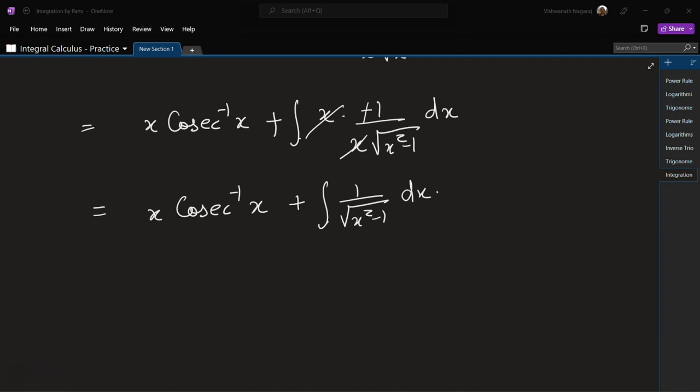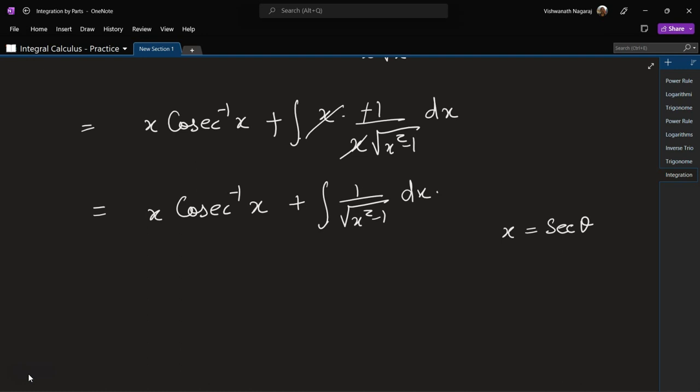Now we have to integrate this. So this is going to be tricky. Here we have square root of x square minus 1. So let's say x is equal to sec theta. Now why are we using sec theta? Because sec square theta minus 1 we know is going to be tan square theta. That's the basic idea. So let's see what happens.